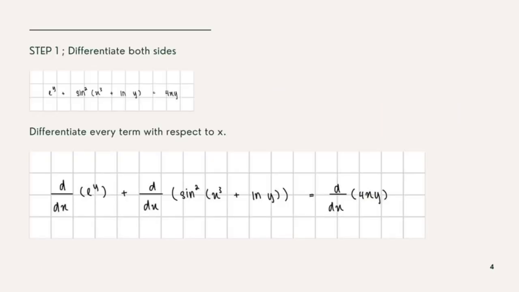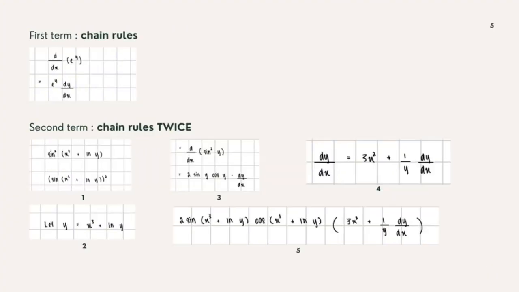For step 1, we need to differentiate both sides with respect to x, every term. So it's going to be d over dx in bracket e to the power of y, plus d over dx in bracket sine squared in bracket x cubed plus ln y close bracket, equals d over dx of 4xy. For the first term, we need to use the chain rule. So we are going to get e to the power of y times dy over dx.